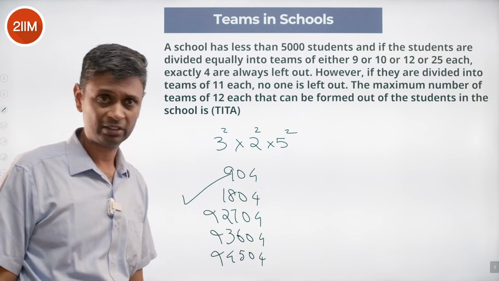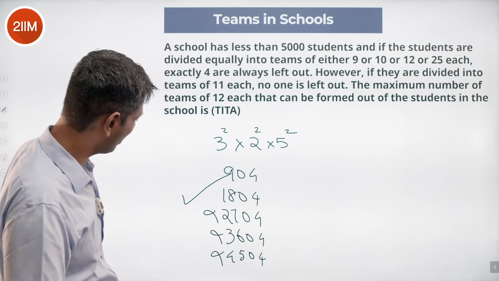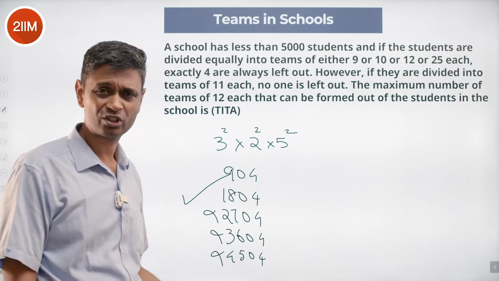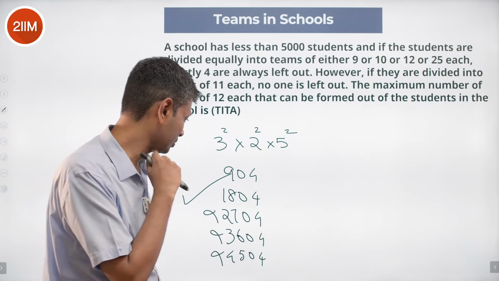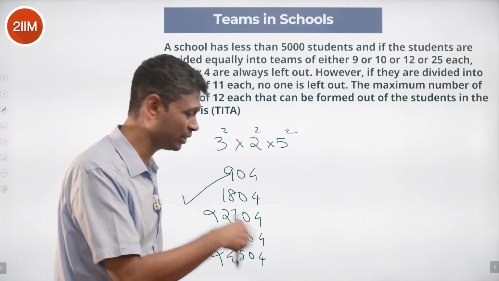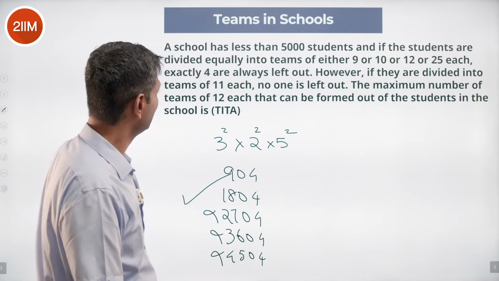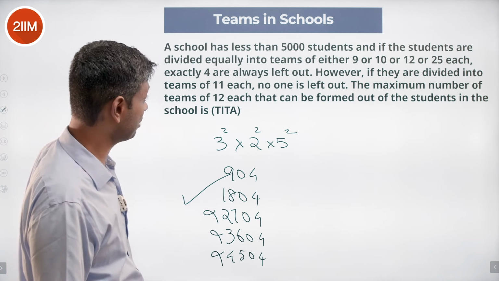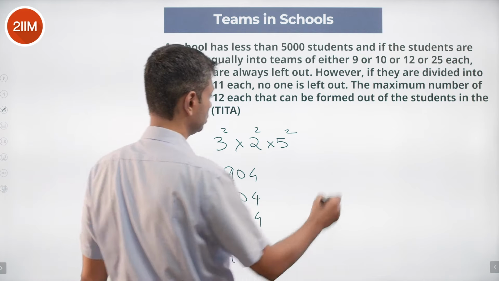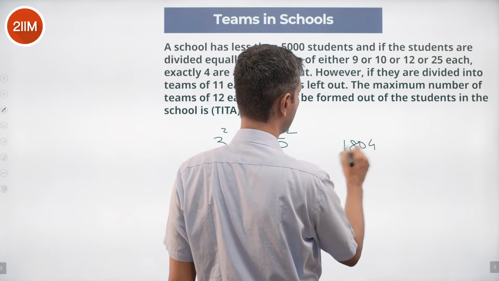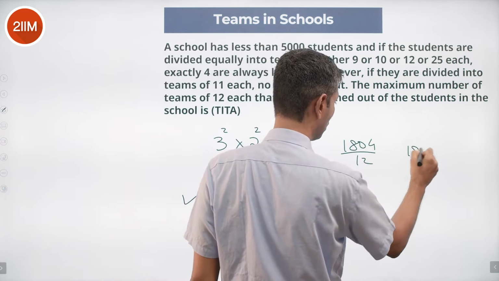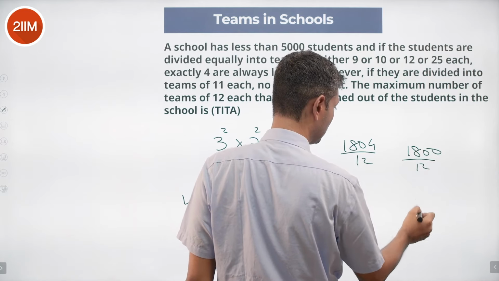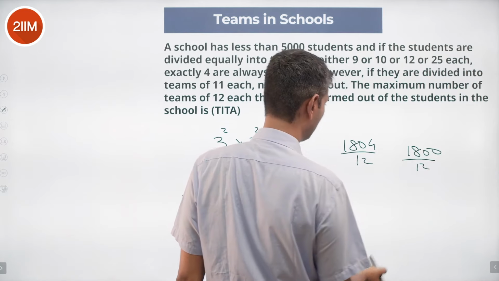1804 is a multiple of 11. The maximum number of teams of 12 each that can be formed out of the students in the school is 1804 by 12. 4 will be remaining. 1800 by 12, 180 by 12 is 15, so 150.